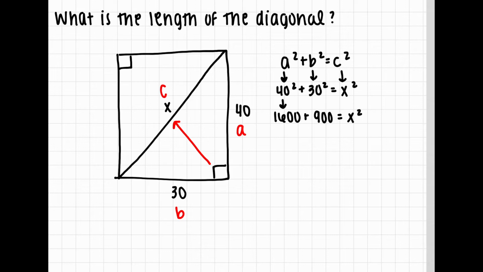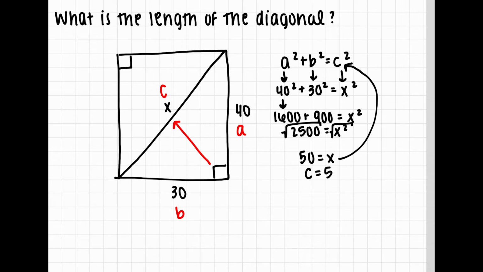1,600 plus 900 leaves me with 2,500. And then my last step here is to take the square root of both sides. When I do that, though, I get 50 is equal to X. Remember, C was X, so C is equal to 50 as well.